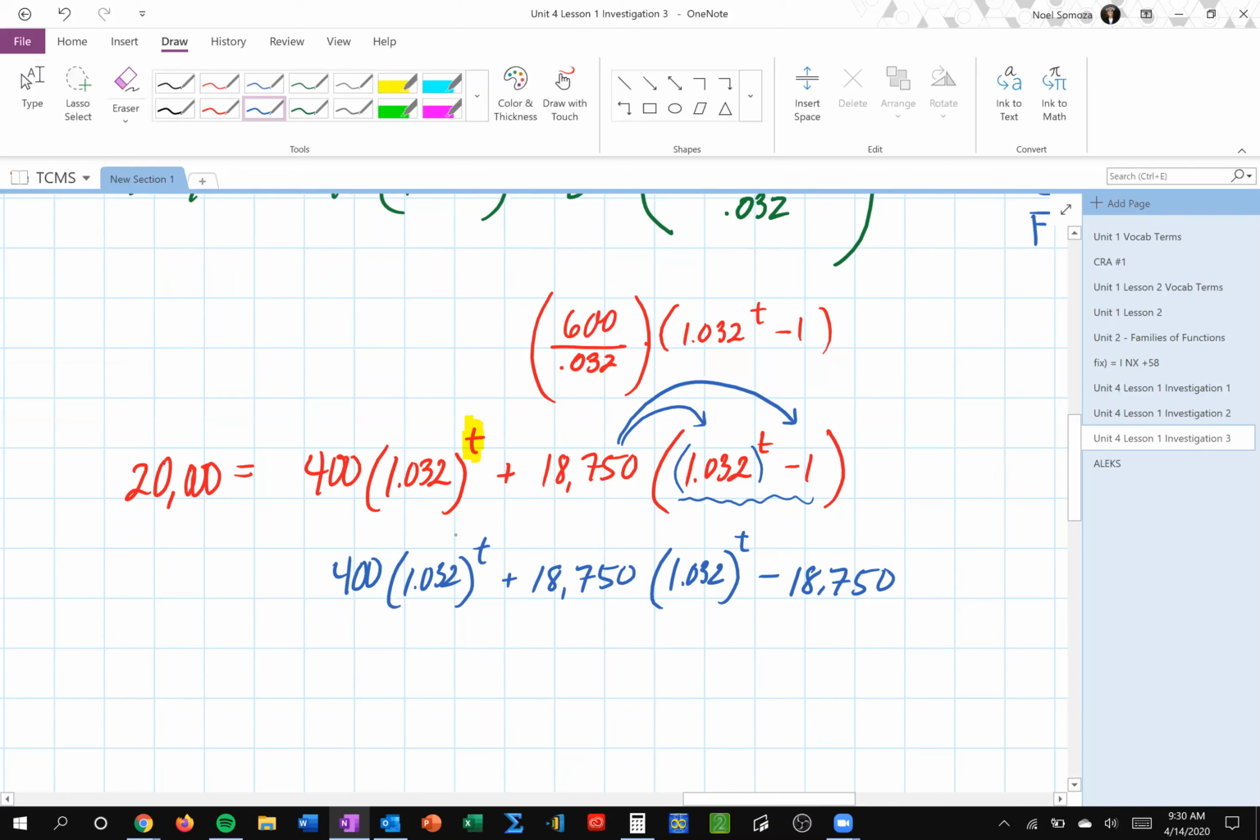Notice now I have something here that looks very similar to each other. Both of these terms have a power of t, and they also have the same base of 1.032.